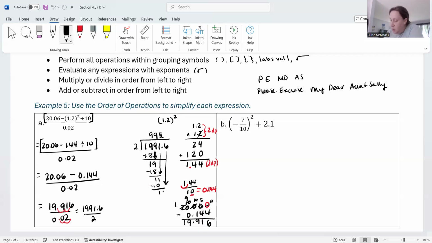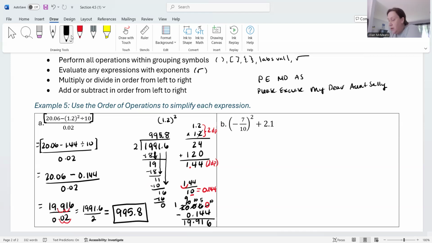And finally, we drop down the 6. 2 will go into 16 8 times. 8 times 2 is 16. I've got my 0 remainder. So we can say finally, after quite a few steps, our final answer is 995.8. And that's it. All right, last up for part B, we have negative 7/10 squared plus 2.1.